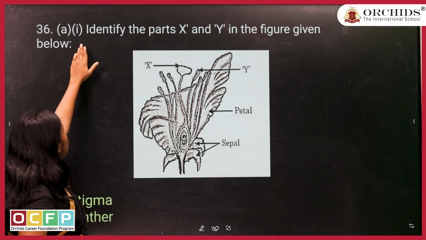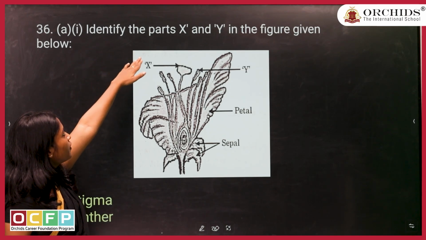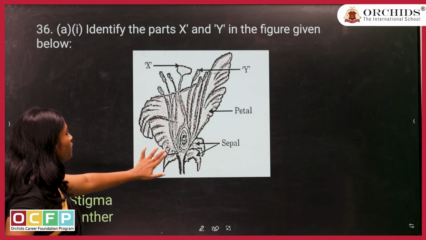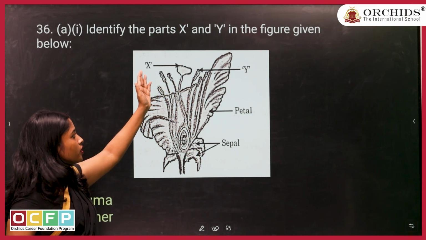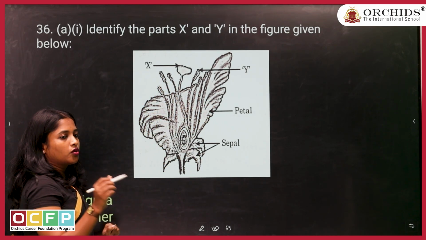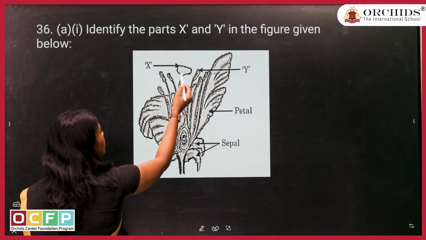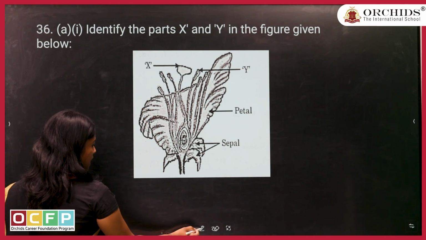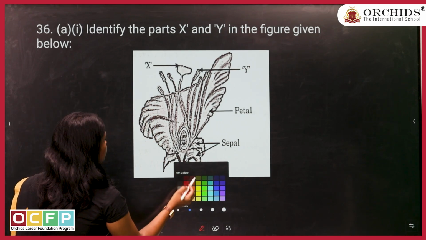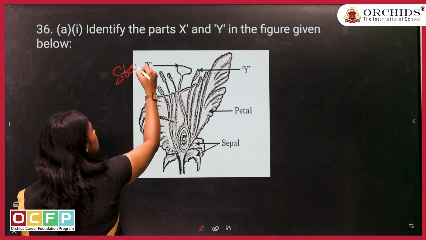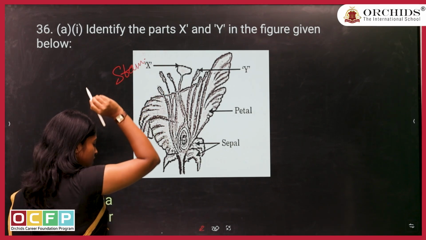36A. Let us see. In that, the first one is identify the parts X and Y in the given figure. This is the given figure. You have to identify what is X and what is Y. If you know the transverse section of the flower very well, you can identify what is X. X is the pistil, in that stamen. Sorry, stigma it is.